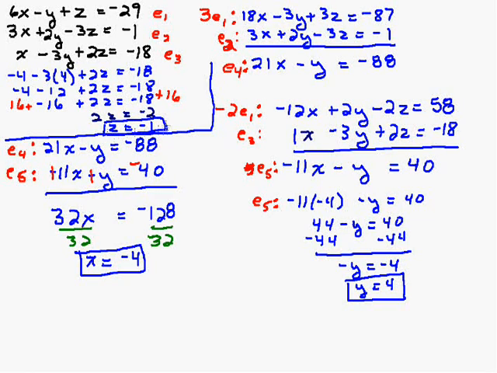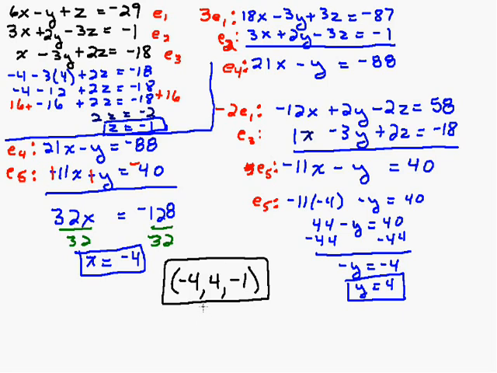So my answer, the best way to write it is as an ordered triple. X, Y, Z, -4 for X, 4 for Y, -1 for Z, and that's your answer. Now you could go check this, take these X, Y, and Z values and plug them in. In this first equation, if you plug these in, it should equal -29. If you plug in X, Y, and Z in the second equation, it should equal -1. If you do it in the third equation, it should be -18. That's the nature of the solution, is that this X, this Y, and this Z make all 3 of these equations true. Hope that helps.